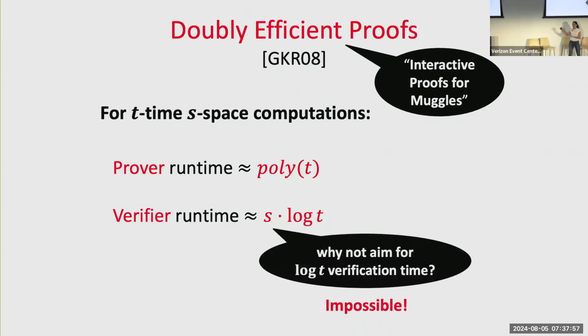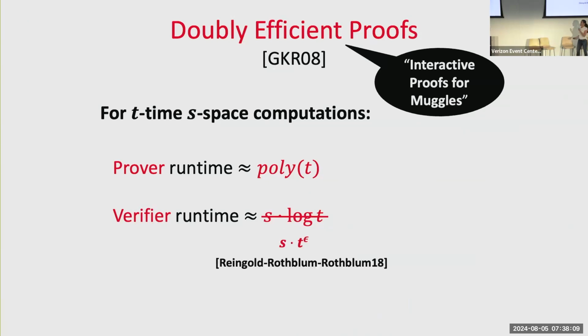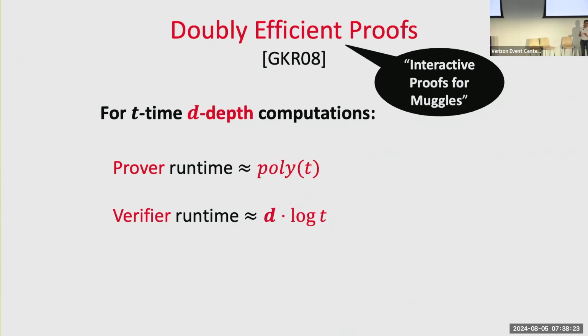And I just want to say, this is the best we can do. We know that the verifier must depend on at least the space of the computation. Okay, so this is the best we can do, but even this actually we cannot do. There's a beautiful result that gets close to it, but the verifier runtime is not polylogarithmic in the time. It's t to the epsilon for some small epsilon. So, we still don't know how to do this, but let me tell you what we do know how to do. And that's what I'm gonna talk about today.